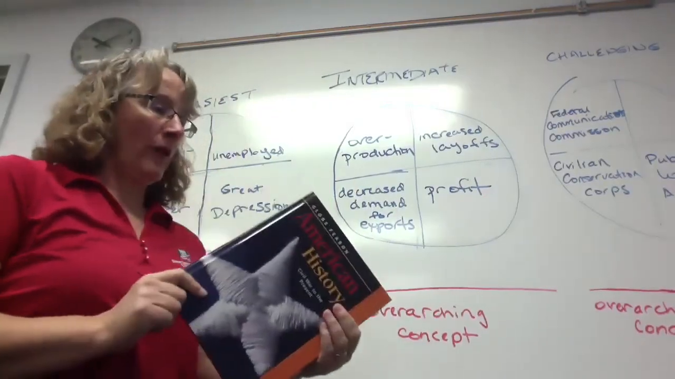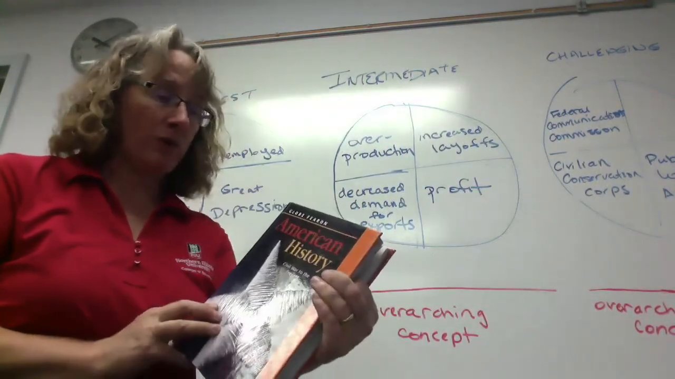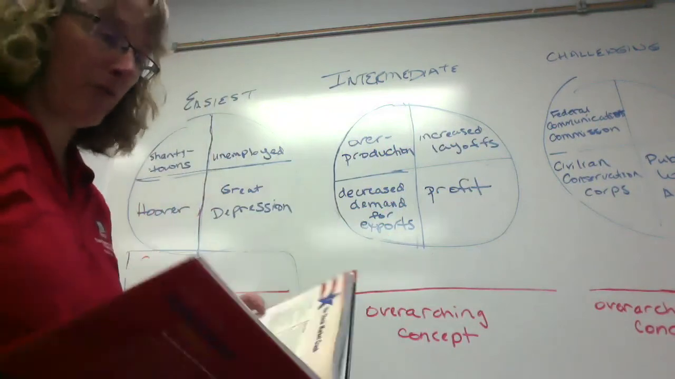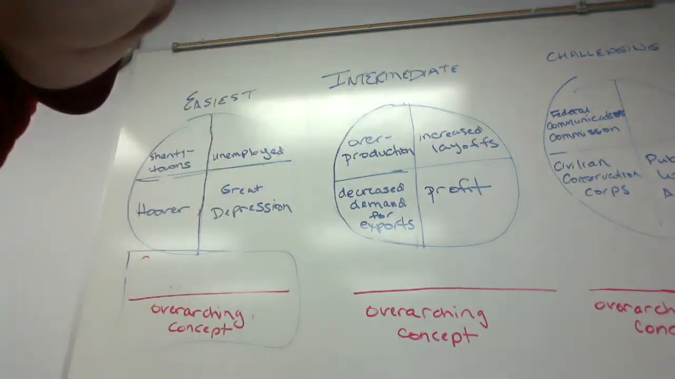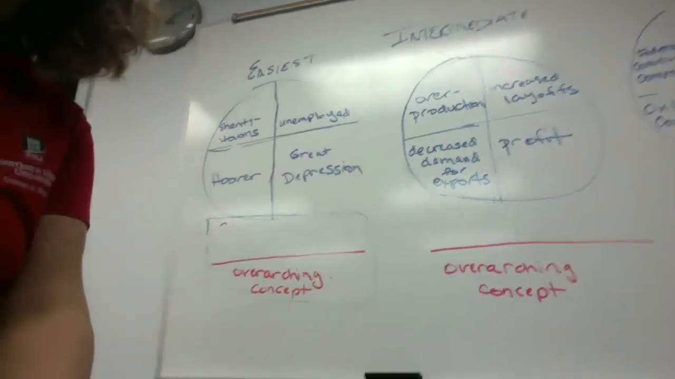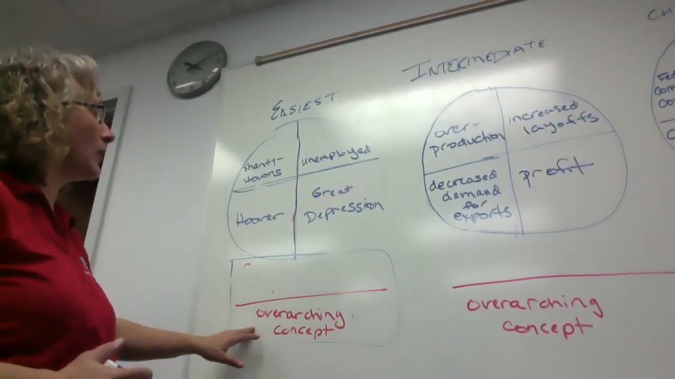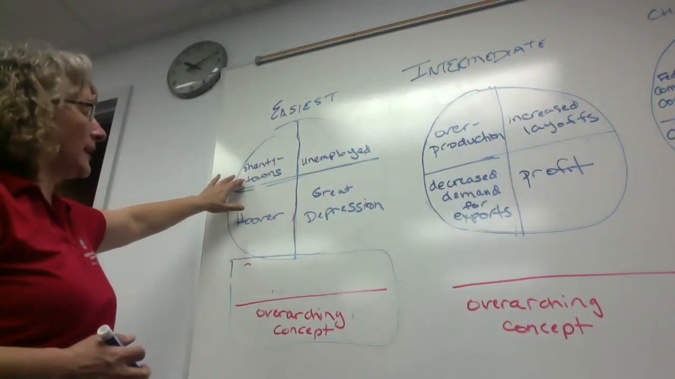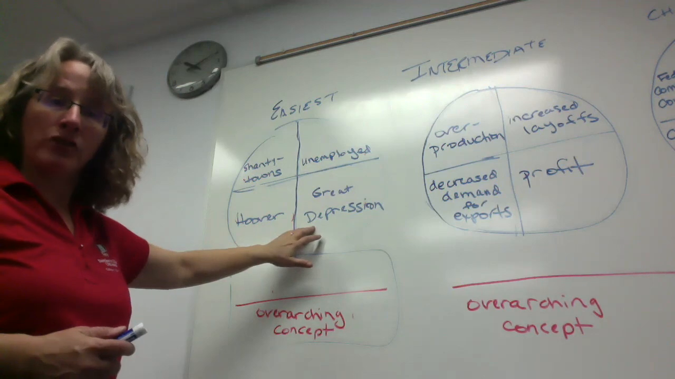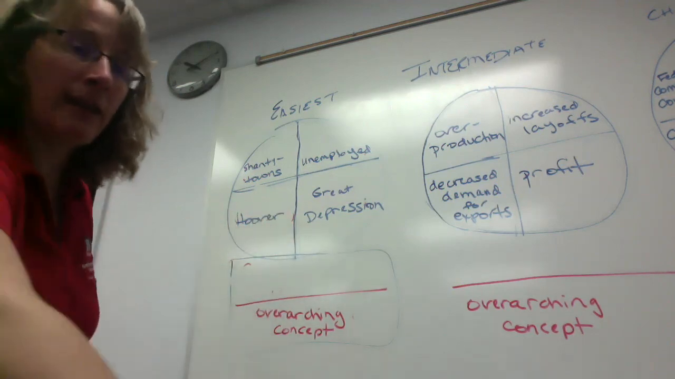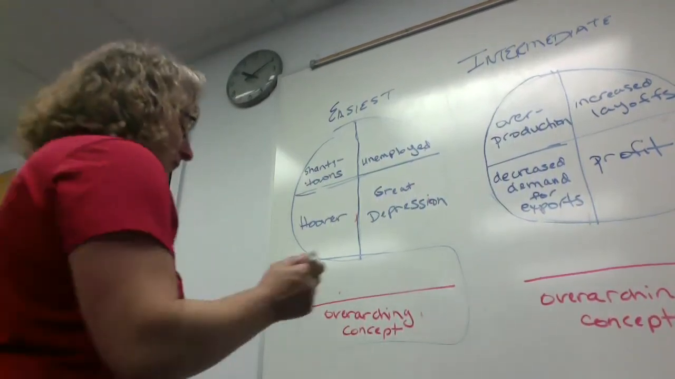This example comes from a middle school social studies text, American history, Civil War to the present. I'm taking the vocabulary from chapter 25, the Great Depression and the New Deal. The easiest category is the one where we are looking only for the overarching concept. So we have the ideas of shantytowns, unemployed, Hoover, and Great Depression. We're trying to come up with an idea that links all four categories, and that would be Hoovervilles.